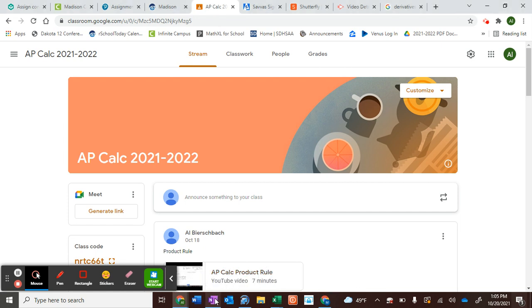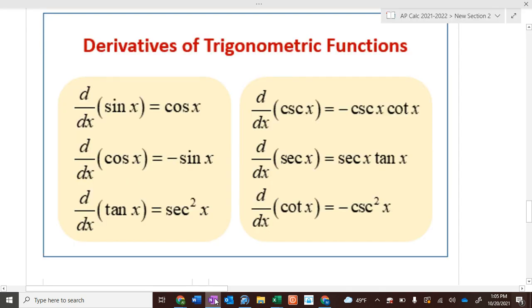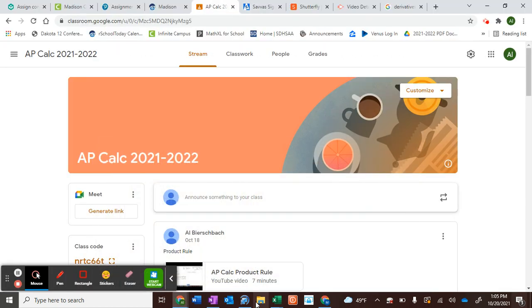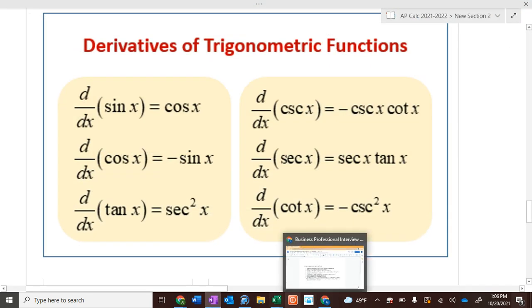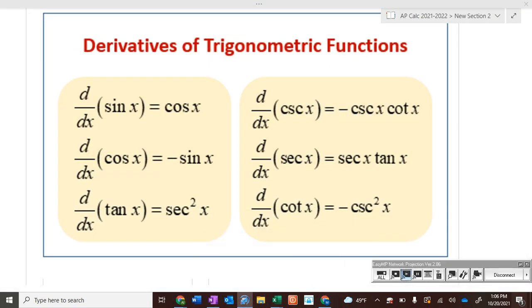Okay, here we go. Derivatives of trigonometric functions. I don't know. You don't know? All right, here we go.